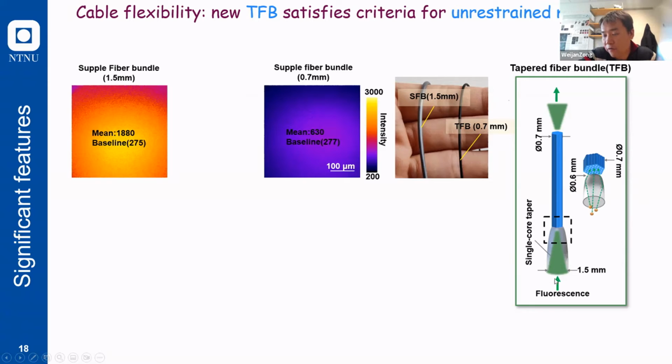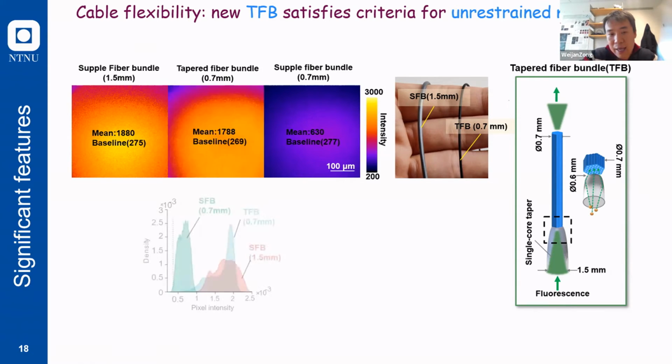Because this tapered fiberglass has a focusing effect, it could bring up the collection efficiency of this tapered fiber bundle to a similar level to the 1.5 millimeter fiber bundle, which is much higher than a pure 0.7 millimeter fiber bundle. And now we can use this thinner fiber to do the two-photon imaging in the Miniscope.